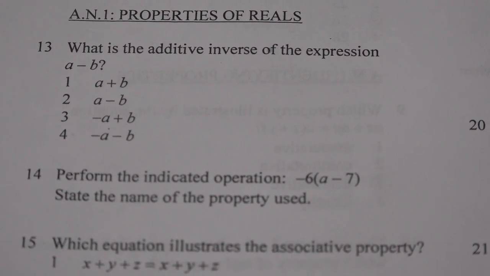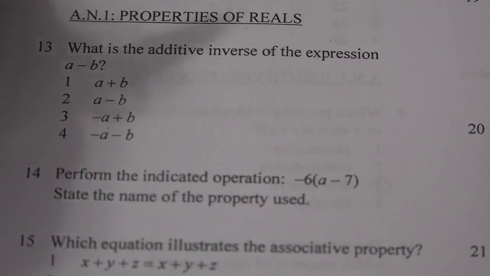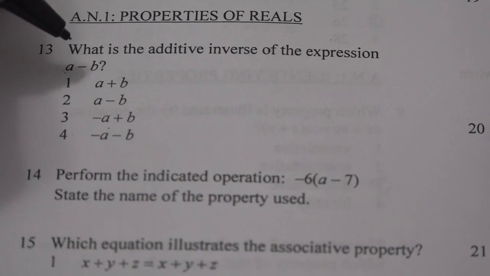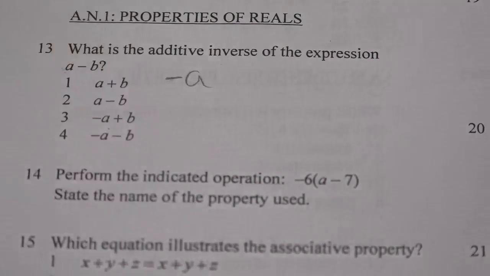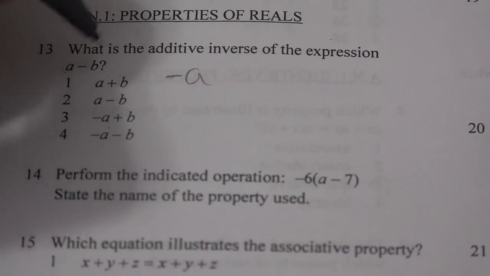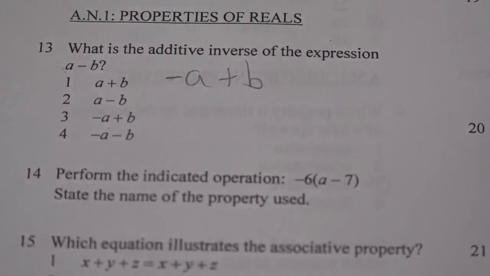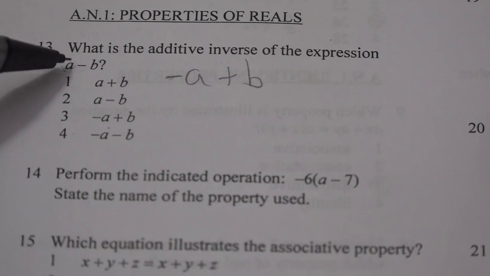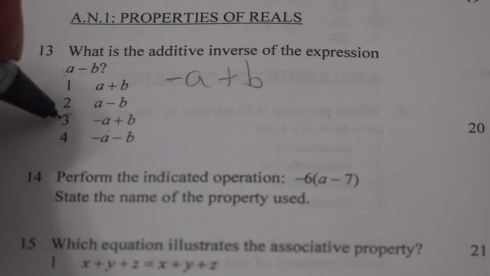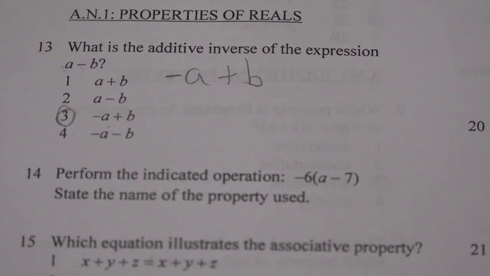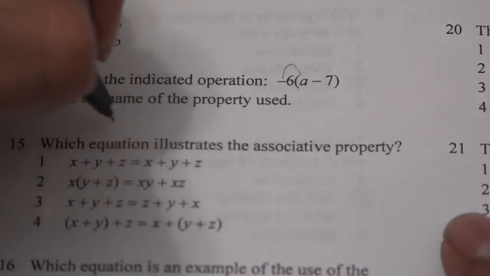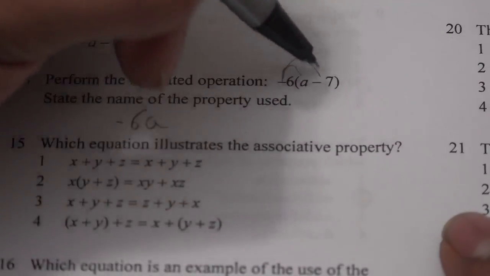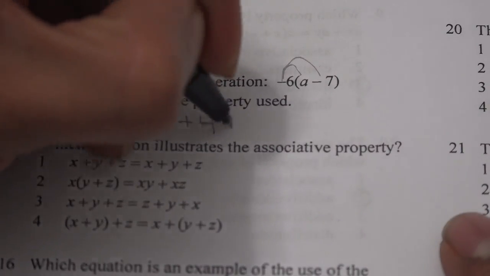Properties of real numbers. What is the additive inverse of this expression? Well, you have to take each as individual numbers. What is the additive inverse of A? Negative A. And then what is the additive inverse of negative B? Positive B. Just in case you were thinking that the additive inverse of this is A plus B, it's not true. Think of them as individuals. Perform the indicated operation. Sure, distributive property. Negative 6 times A is negative 6A. And then negative 6 times negative 7 is positive 42. Cool then.